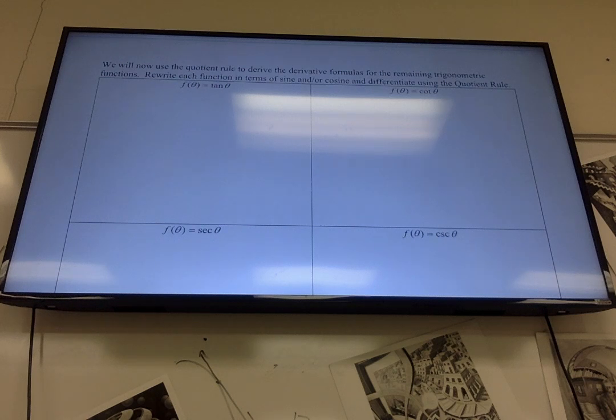All right, here we go. We're going to use the quotient rule to figure out the derivatives of the other trig functions. We already did the derivative of sine. It was cosine. And the derivative of cosine is negative sine. So now let's do tangent. To do tangent, the first thing we do is rewrite it as sine over cosine, and then I can use the quotient rule to figure out the derivative. Oh, this is going to be interesting.